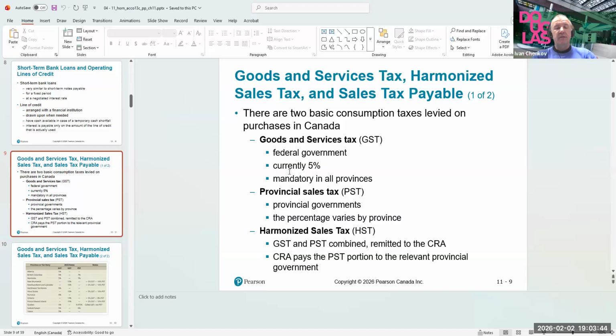If the province likes their residents very much, they can give them a very nice high percentage. If they don't like them so much, they can give them zero. Depends on the province, personal preferences. And we also have a harmonized tax in some of the provinces. We have some harmonized tax which combines the GST, or federal portion, plus the provincial portion all together.